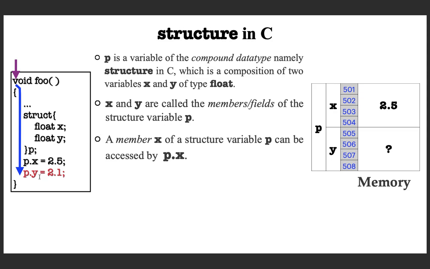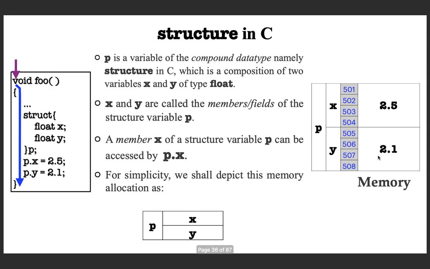And the next statement is p dot y is equal to 2.1. You know what is going to happen. If you execute this, you will get 2.1 assigned here. And thus it finishes. For simplicity, we shall depict this memory allocation as follows: p having 2 components, x and y. Note that x is actually allocated in memory, and depending on the data type, it needs that many bytes.